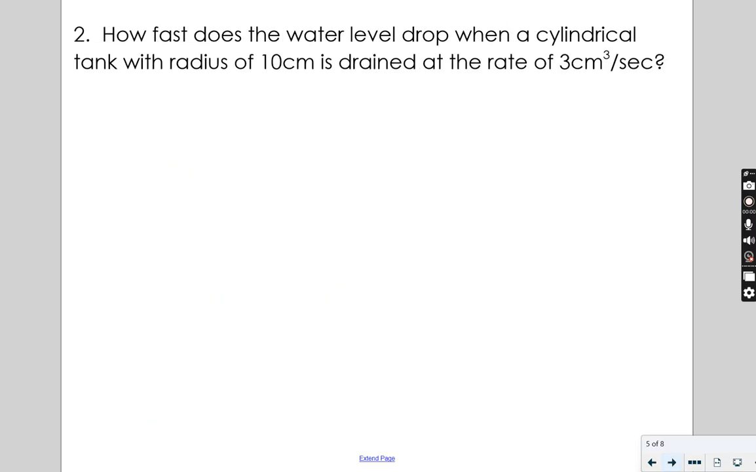All right, here's the next one. How fast does the water level drop when a cylindrical tank with radius of 10 centimeters is drained at the rate of 3 centimeters cubed per second? All right, what picture do you think I should draw? A cylinder. Draw a cylinder.